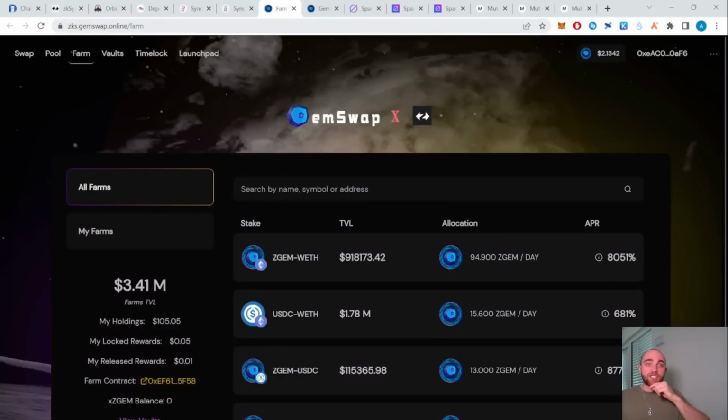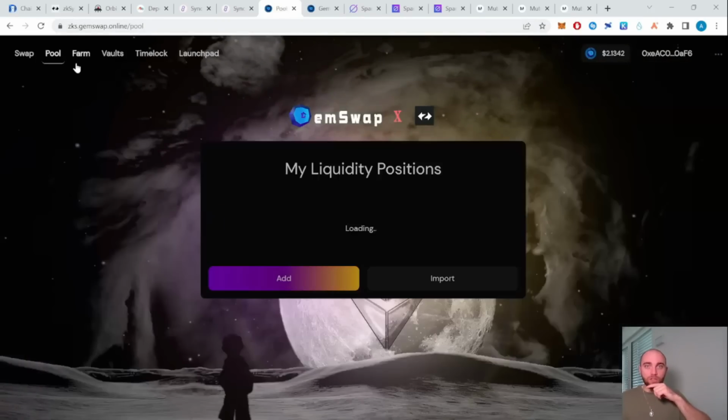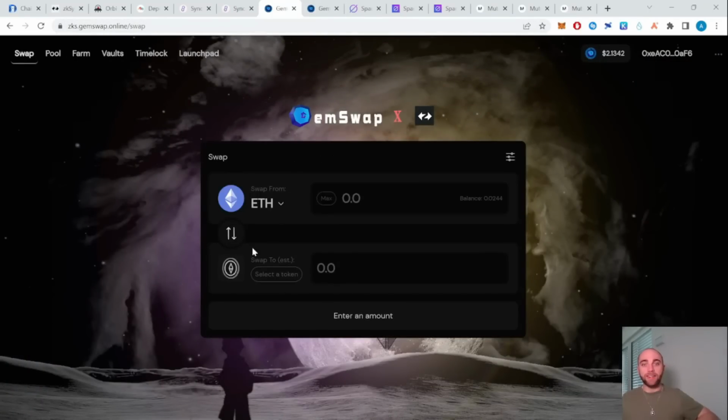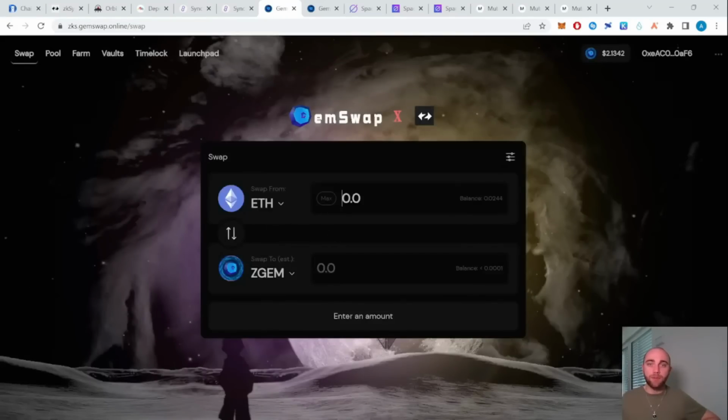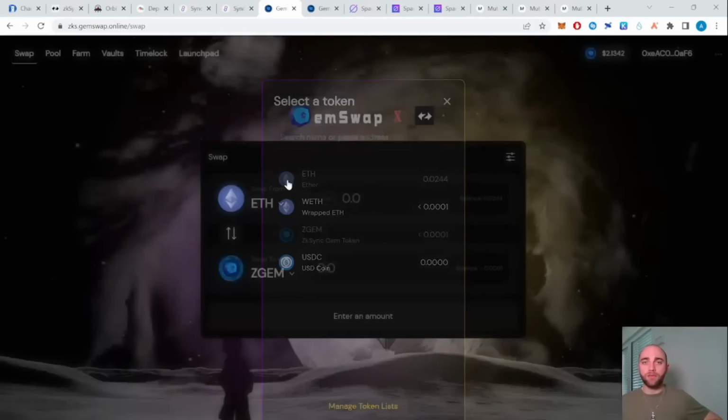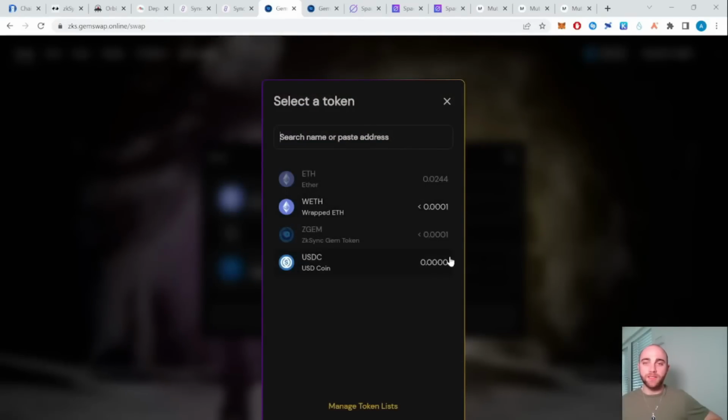Next is zksgemswap.online. You just click on swap. Again, here I also bought the native token. I bought just a tiny bit because I like to have a tiny amount of exposure to these tokens, and just for me to have that on my radar to see what happens with this ecosystem. Swap a tiny amount of this token. You can also again use USDC or whatever.